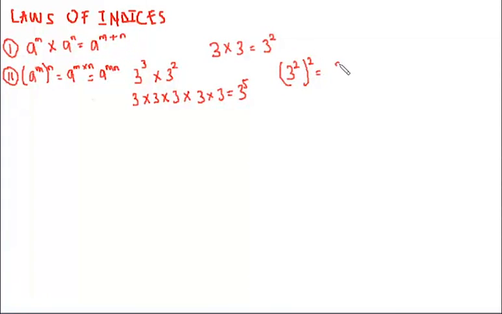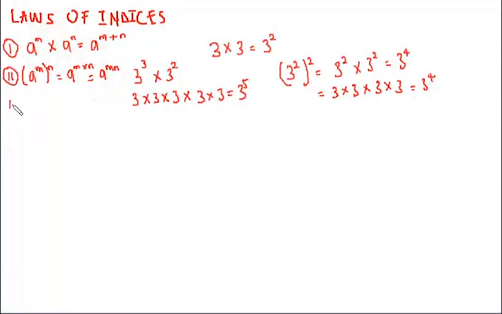This would still mean 3 raised to power 2 times 3 raised to power 2. If we were to expand this, it would be simply saying 3 times 3, and then for the second one, 3 raised to power 2, times 3 times 3. So this is 3 raised to power 4. And then if we were to apply this law, it's simply 2 times 2, so it is 3 raised to power 4.